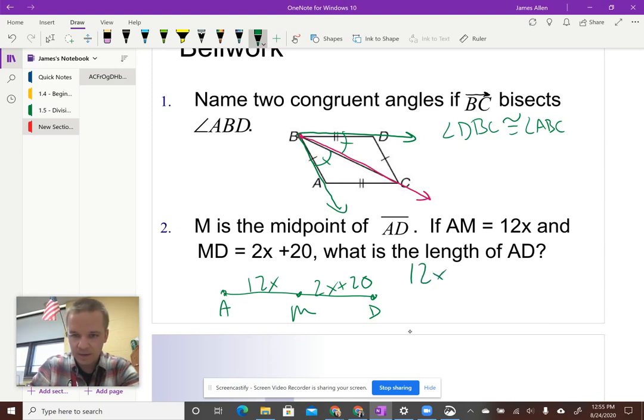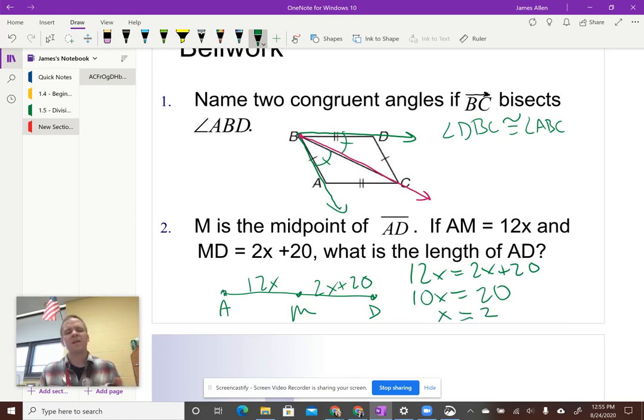So I have 12x is equal to 2x plus 20. I'm going to get 10x is equal to 20 by subtracting the 2x. And after I divide by 10, I'll get x equals 2. That's not my final answer, though. You're going to find that a lot in this class where we solve for x, but then we have to plug back in. What's the length of AD?